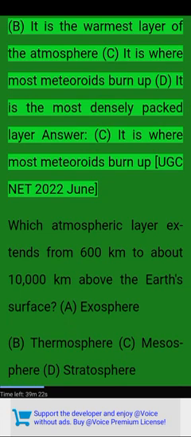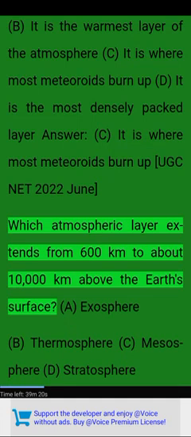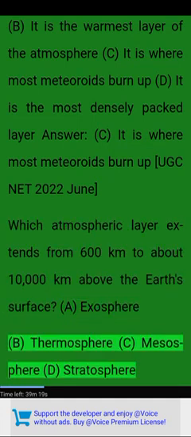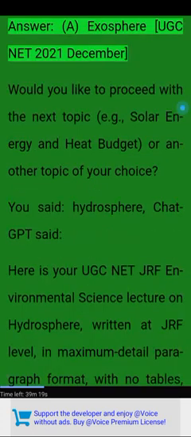UGC NET 2022 June. Which atmospheric layer extends from 600 kilometers to about 10,000 kilometers above the Earth's surface? A. Exosphere. B. Thermosphere. C. Mesosphere. D. Stratosphere. Answer: A. Exosphere. UGC NET 2021 December.